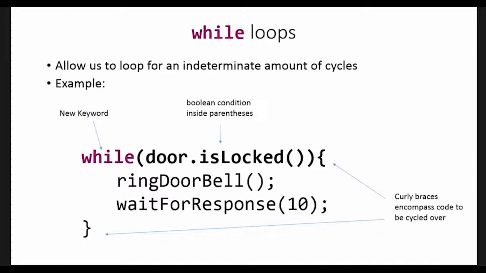So can everyone see how this is kind of different than the for loops and what distinguishes it? So it's very similar in structure, and you can actually use the two.